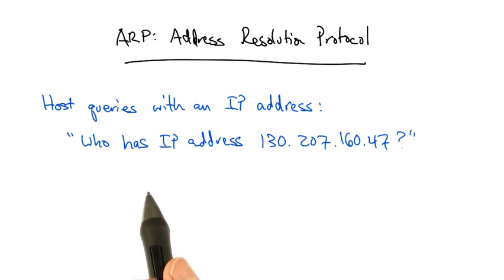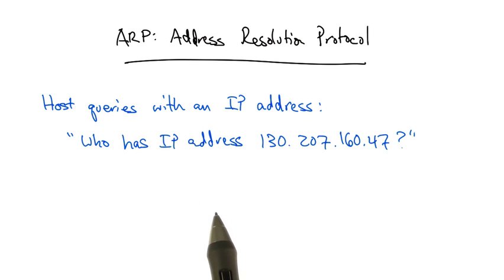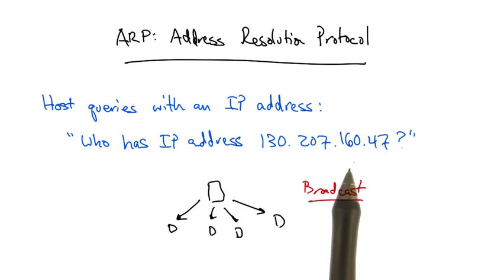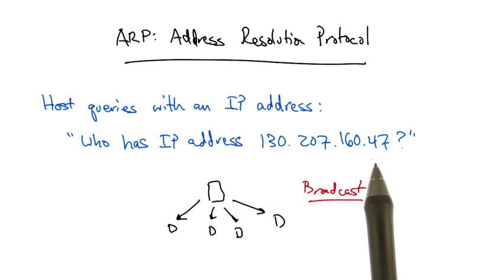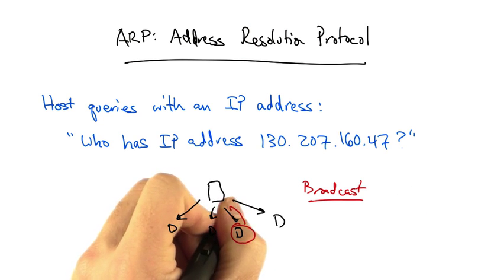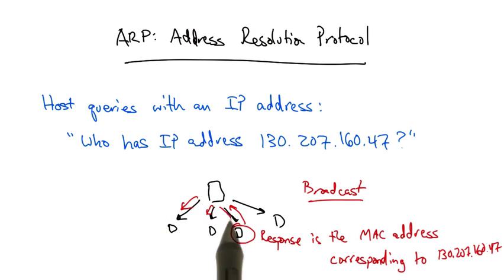In ARP, a host queries with an IP address, broadcasting that query to every other node on the network. That query will be of the form: who has a particular IP address, such as 130.207.160.47, and the particular host who has that IP address on the LAN will respond with the appropriate MAC address. So the ARP query is a broadcast that goes to every host on the LAN from the host that wants the answer to the query, and the response is a unicast response with the MAC address as the answer that's returned to the host that issued the query.